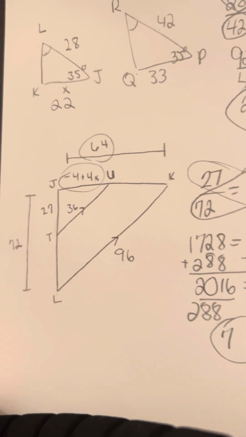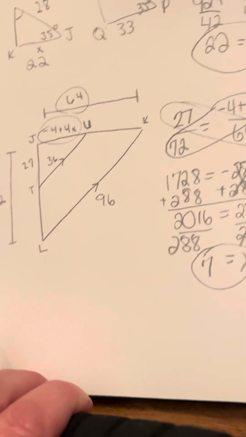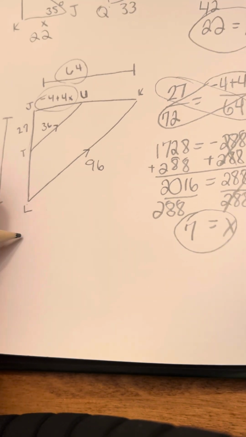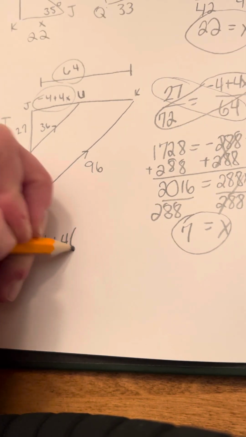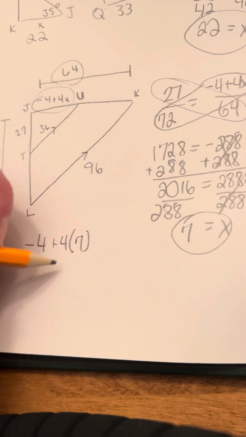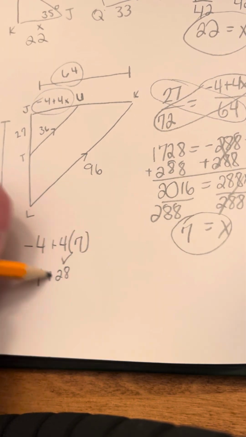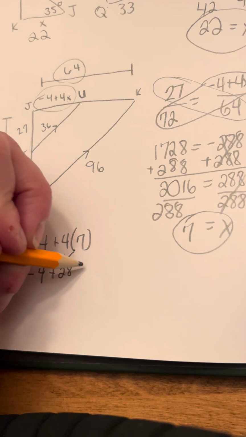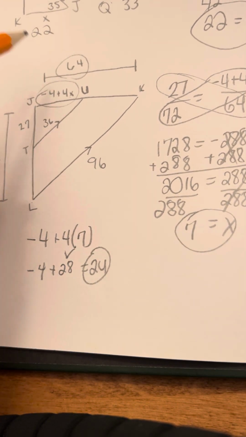Now, if I would like to go ahead and put that x in, I can solve for what the piece of JU actually is. So I could just go -4 plus 4 times our 7. This is going to be 28. And then we've got plus a -4, which means that piece is actually 24 compared to its counterpart, which is 64.